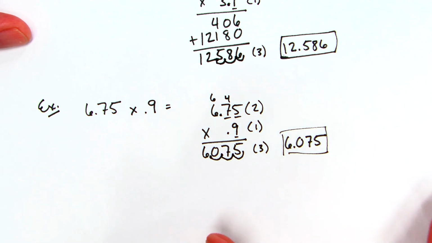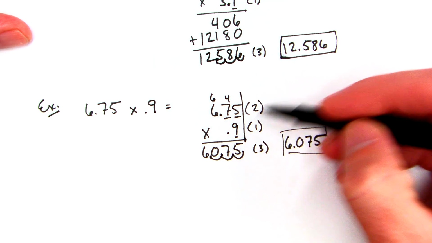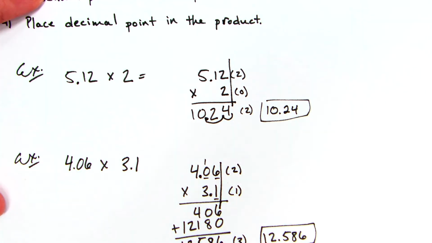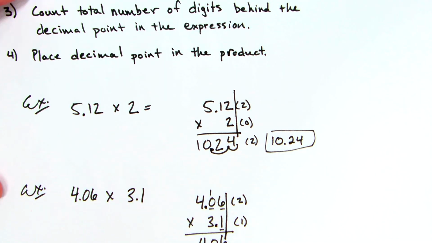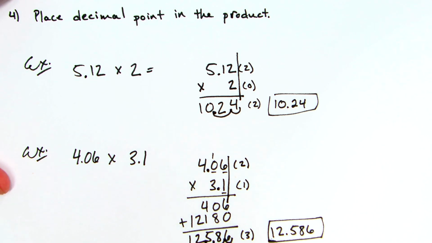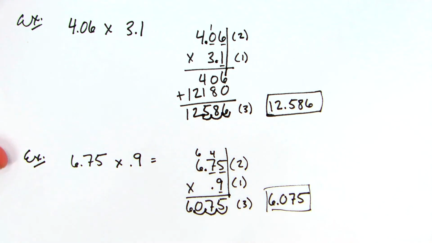All right, so in review, stack them just like addition and subtraction. Line them up on the right. Do not line up the decimal points. Solve, count the number of places behind the decimal point in the expression, and that is your total number of places behind the decimal point in your product.